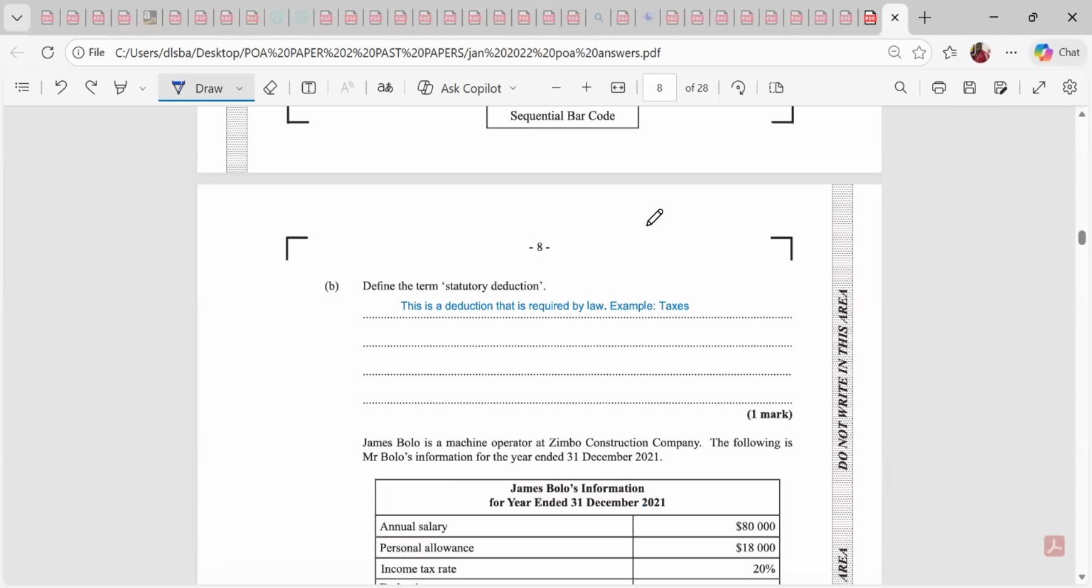Then also we have a payroll question coming up. They ask about statutory deductions. You know, there are two types of deductions, statutory and non-statutory. Statutory deductions are the deductions from your pay that are required by law, like national insurance or tax. Non-statutory deductions are voluntary deductions, like paying insurance or your gym fees, personal or private pension plans, stuff like that.